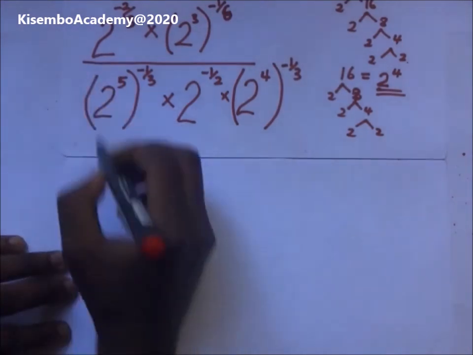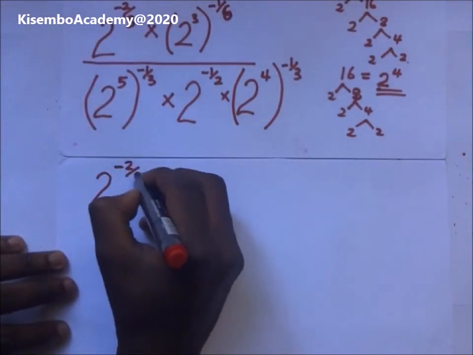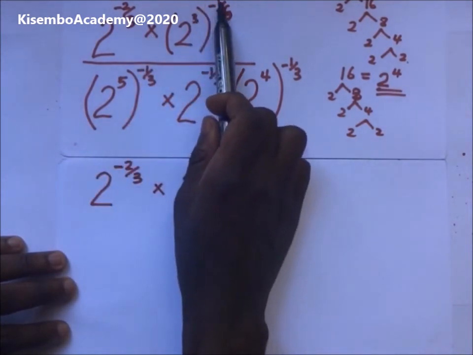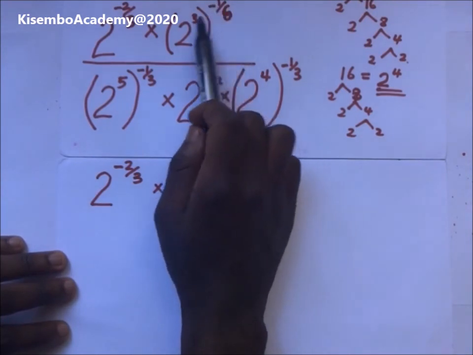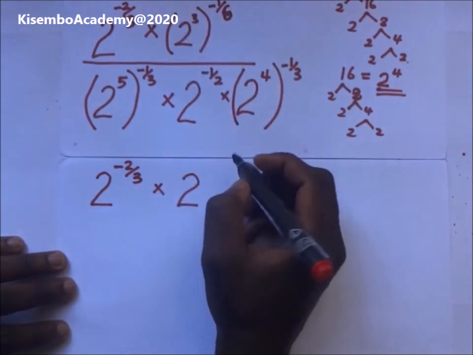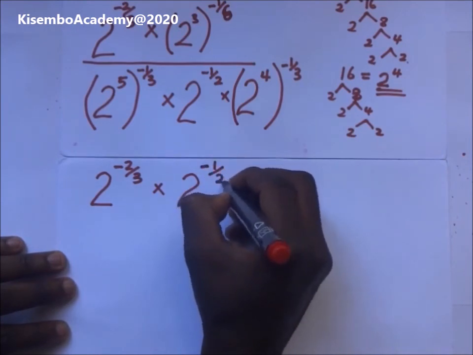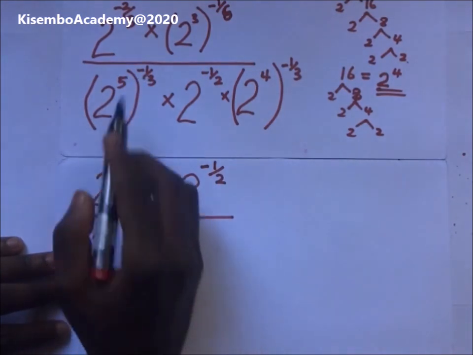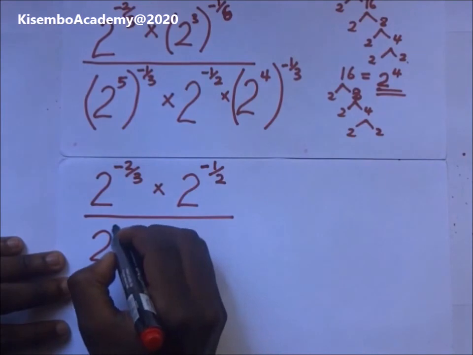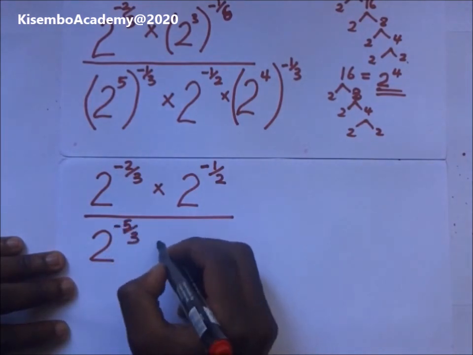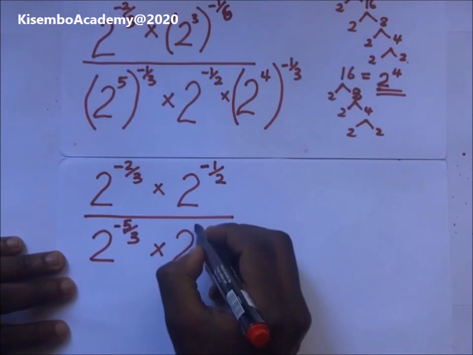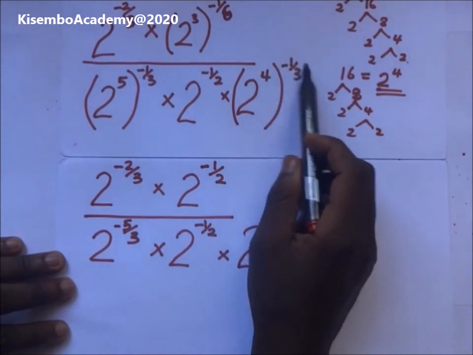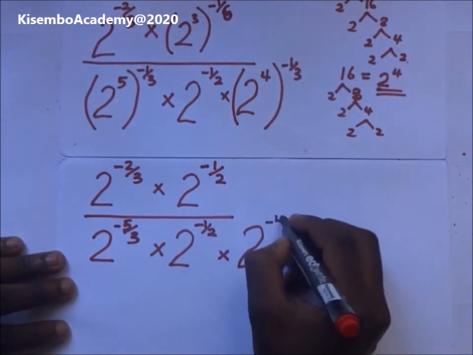So our next step is going to become 2 to the power negative 2 thirds. Multiply that by 2 to the power, now this is 3 times negative 1 over 6. 3 times negative 1 over 6 is going to give us negative 1 over 2. All that is divided by 2 to the power, 5 times negative 1 over 3, which is the same as negative 5 over 3. Multiply that by 2 to the power negative a half. Multiply that by 2 to the power, this is 4 times negative a third. 4 times negative a third gives us negative 4 over 3.